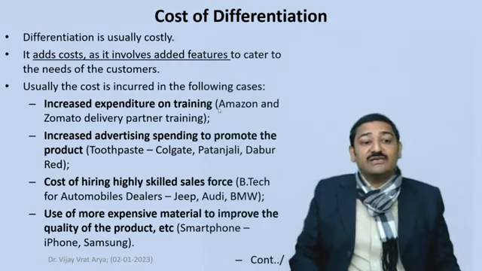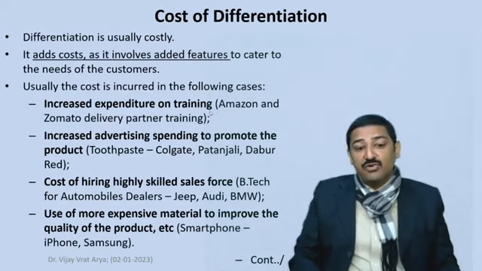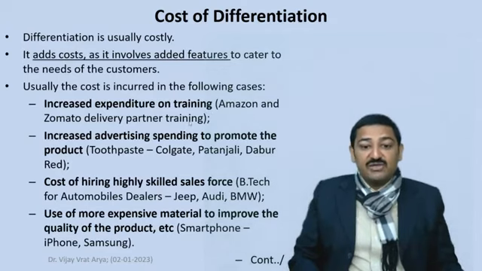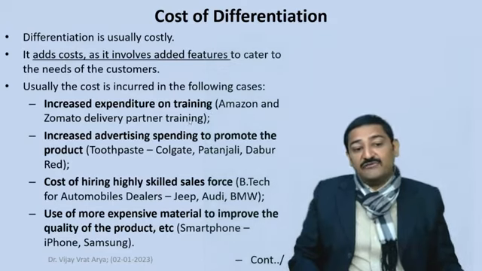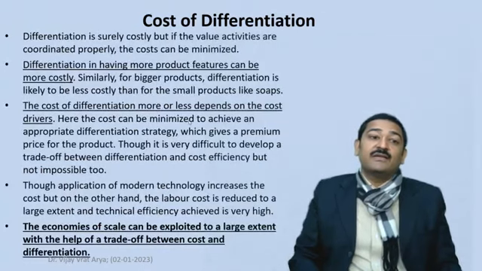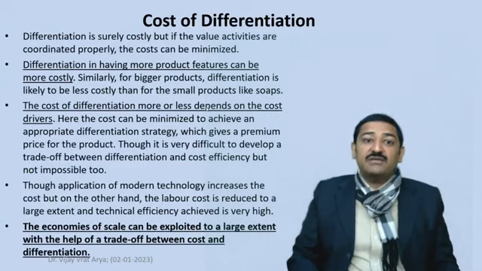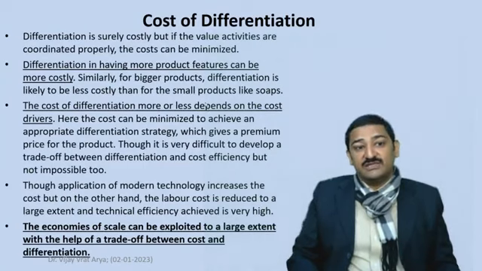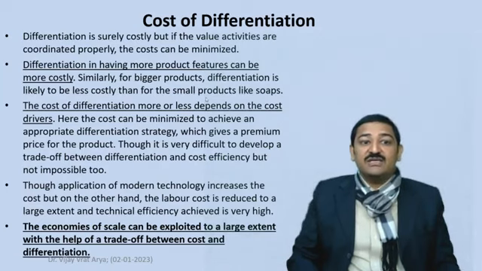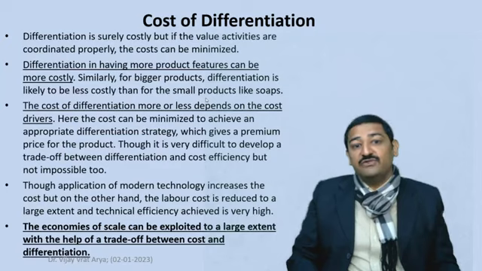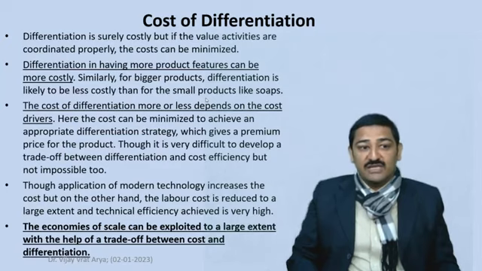The other cost related aspect could be use of more expensive material to improve the quality of the product. Some examples could be smartphones like iPhone, Samsung. The cost of differentiation here is surely very costly, but if the value activities are coordinated properly, the cost can be minimized. Differentiation in having more product features can be more costly.